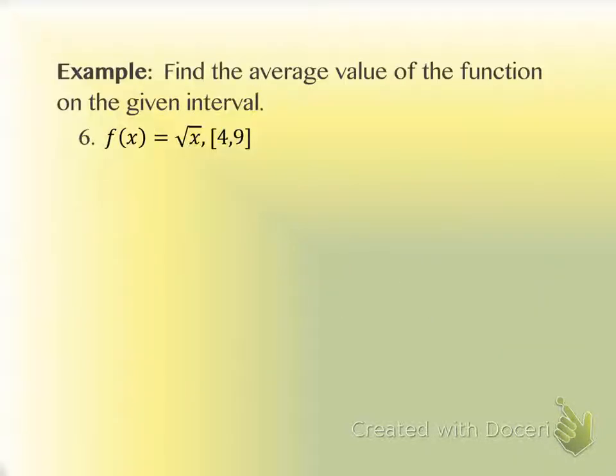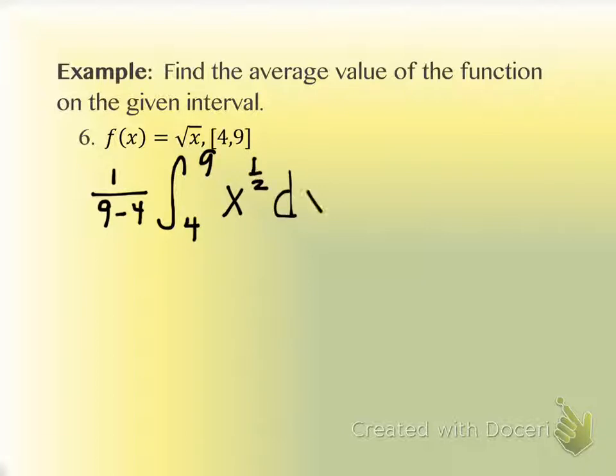So let's do an example, and then I'm going to show you from a graph what it actually does or what it actually means. So this is telling us that we're going to find 1 over, from 4 to 9 means you do 9 minus 4, times the integral from 4 to 9 of the square root of x. But is there a friendlier way to write square root of x based on what we need to do with it here in a minute? x to the 1/2 is a bit friendlier, right? And then dx.